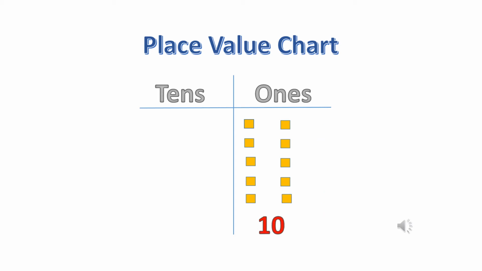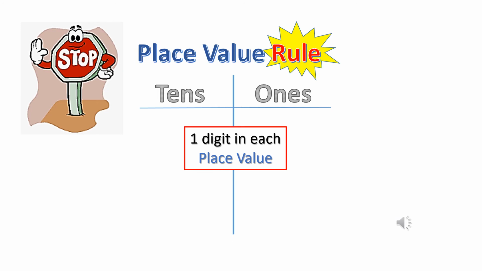And this place value chart shows 10 ones in the ones place and the number 10 at the bottom of the page. But oh wait, when we get to the number 10, we need to learn a place value rule. You are allowed to put only one digit in each place value.